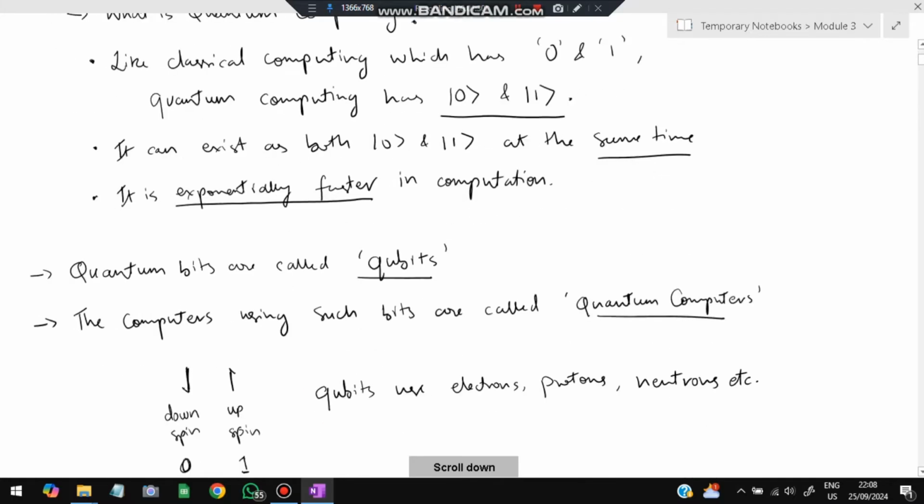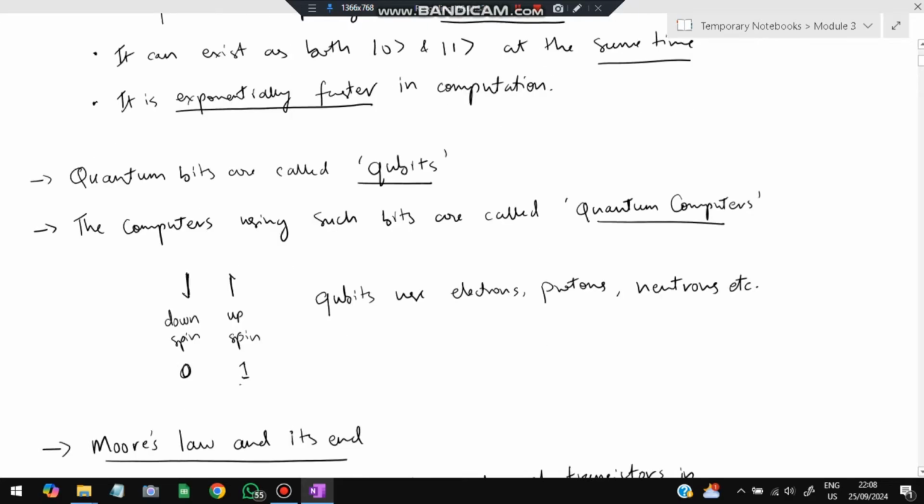This is the spin of an electron, the downspin, and this is the upspin. So this is represented as 0, and this is represented as 1 in qubits. So qubits use electrons, protons, and neutrons for storing the data.